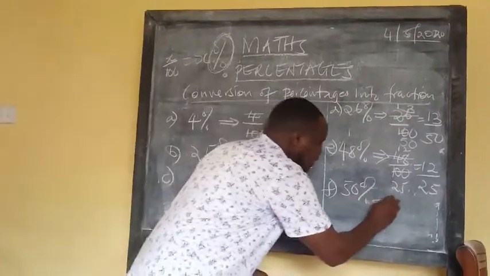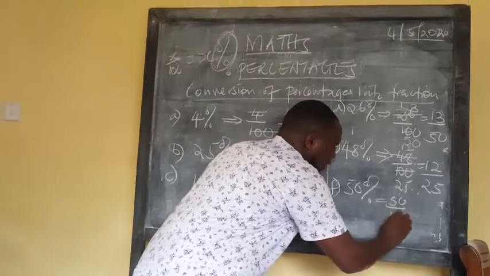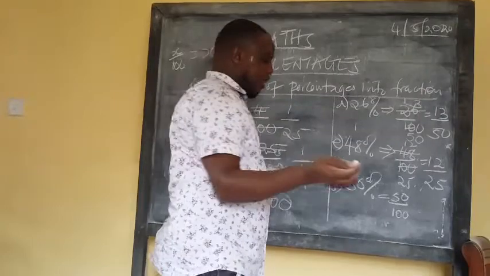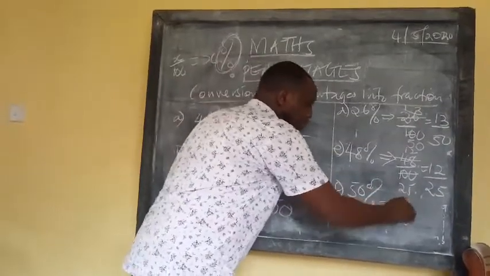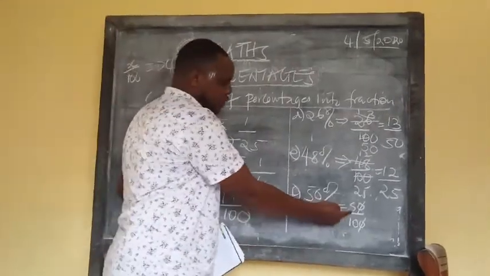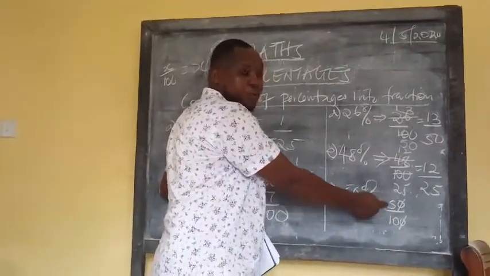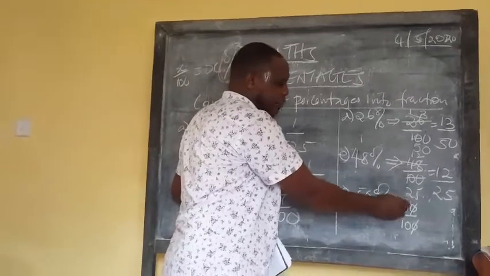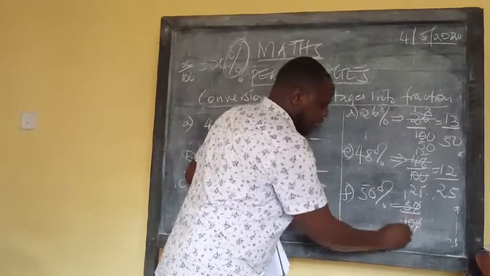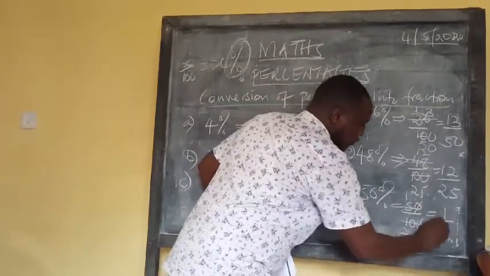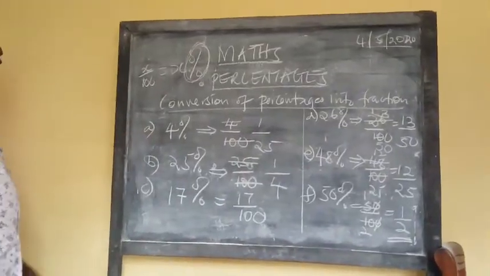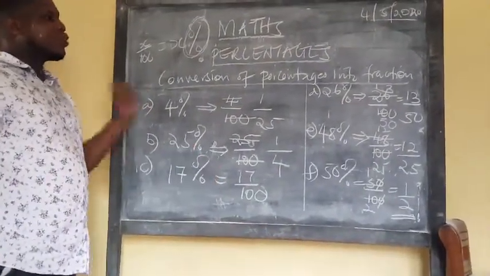So 50% means 50 over 100. And so we can simplify because there's a common divisor. We have the 0 cancelling with the other 0. You remain with 5 over 10. And if you look at 5, 10 is a multiple of 5. So if you multiply 5 by 2, you get 10. So by 5, 1, and by 5, 2. So this gives us half. So that's all about conversion of percentages into a fraction.